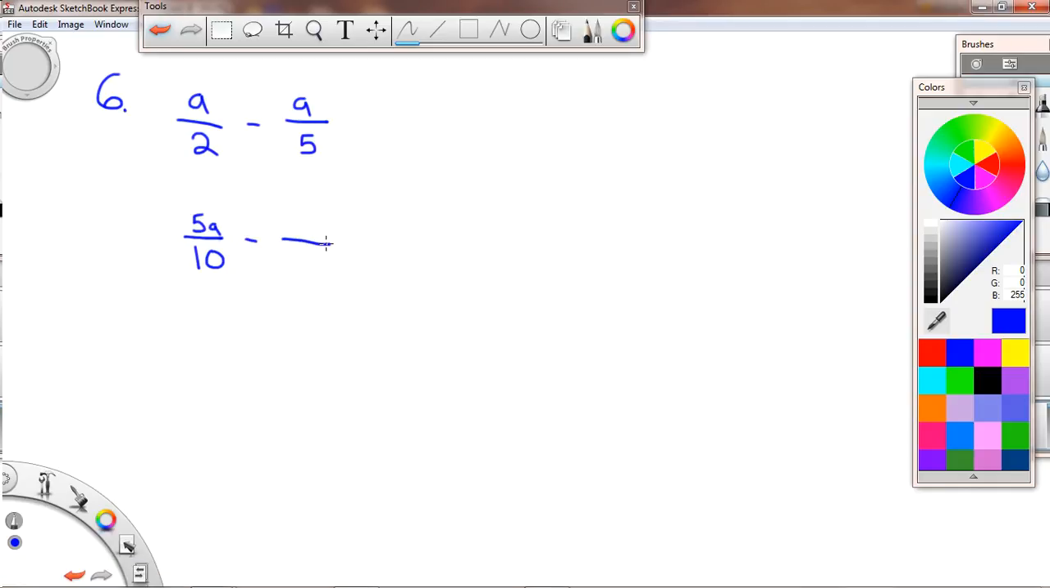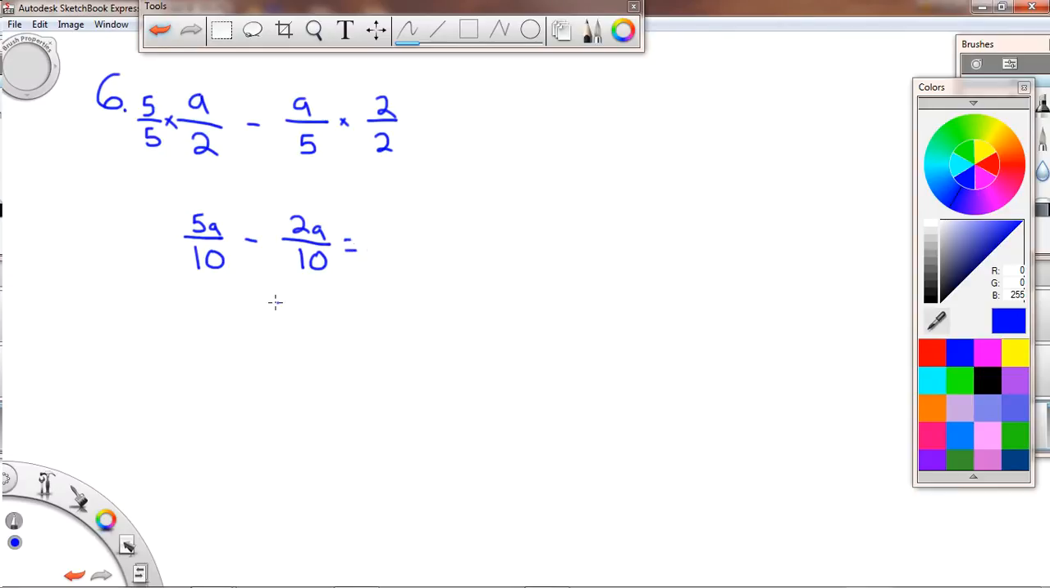Do the same thing over here. Put my 10 on the bottom. 5 times 2 is 10, so I have to multiply the numerator here by, and I'll go ahead and write the step I usually do in class. That means that I multiplied this fraction on the left by 5 over 5. And on the right, I'm going to multiply by 2 over 2. So 5 times 2 is 10. A times 2 is 2a.